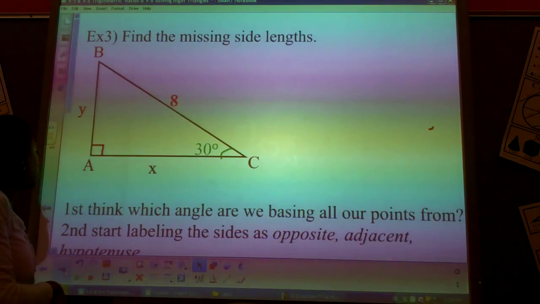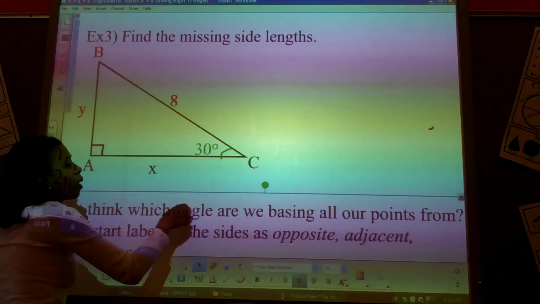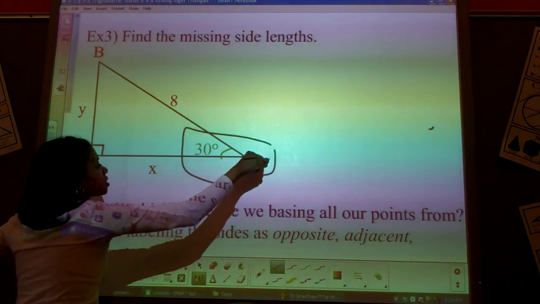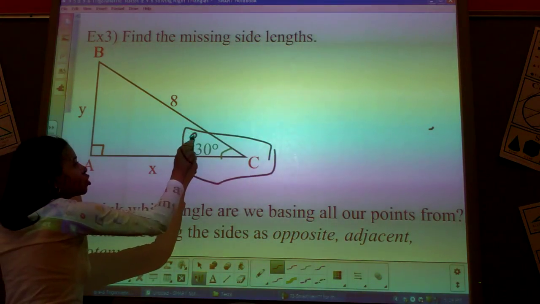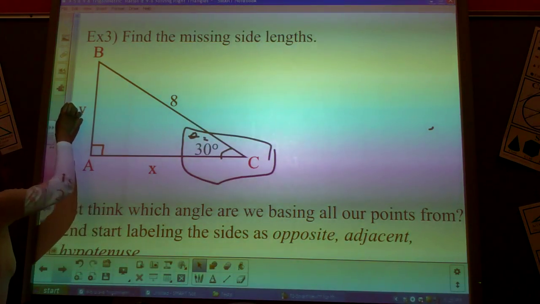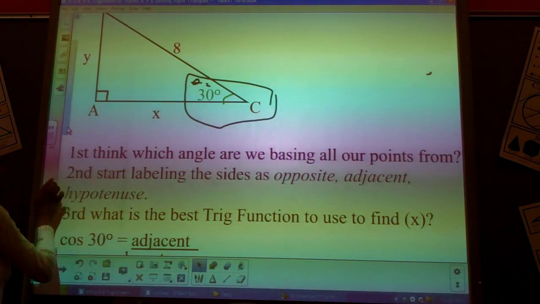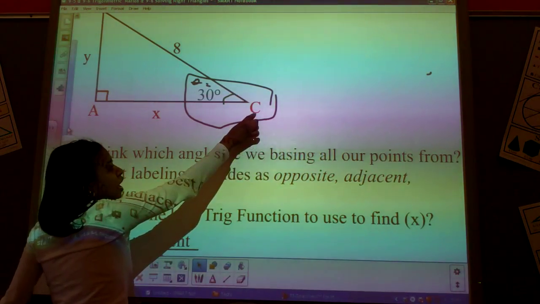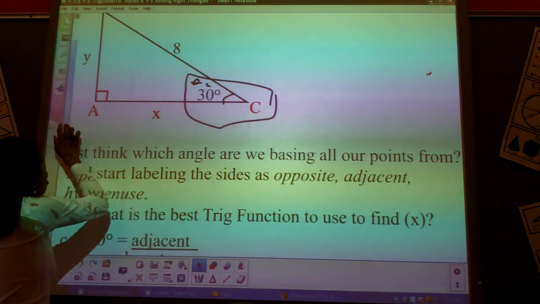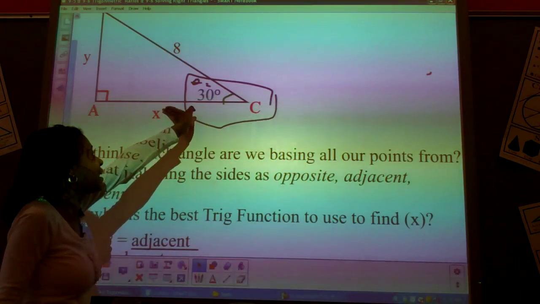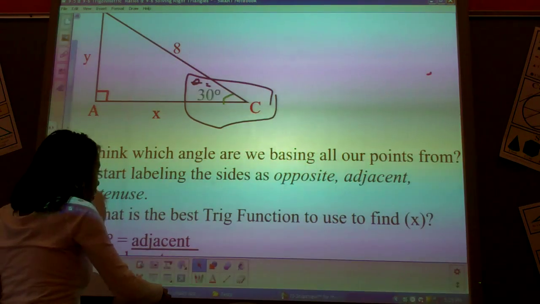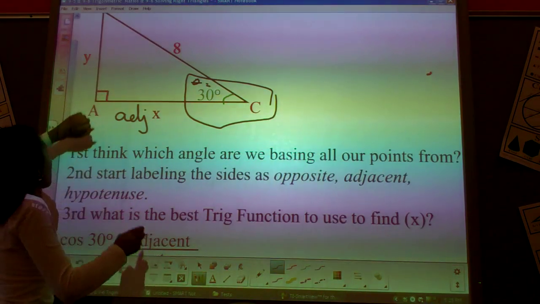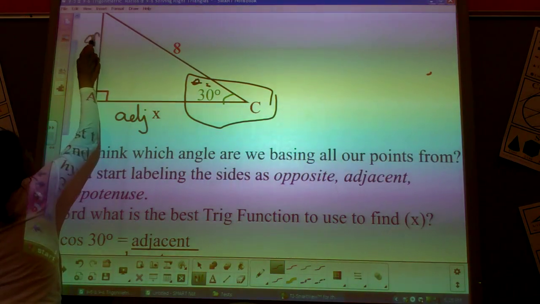Okay? Now, first thing we do is think about which angle we're going to base all our points from, and that angle is going to be C, because theta is equal to 30 degrees. Okay? Second, start labeling the sides that are opposite, adjacent, and hypotenuse in reference to the angle we're talking about, which is C. So, what is side X in reference to angle C? That side is adjacent. And what is Y? That's going to be our opposite side.